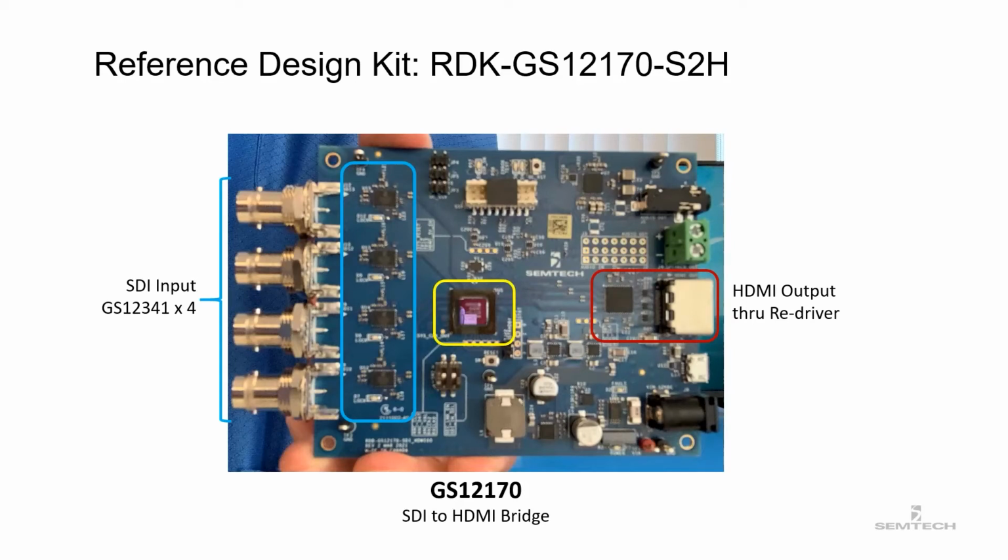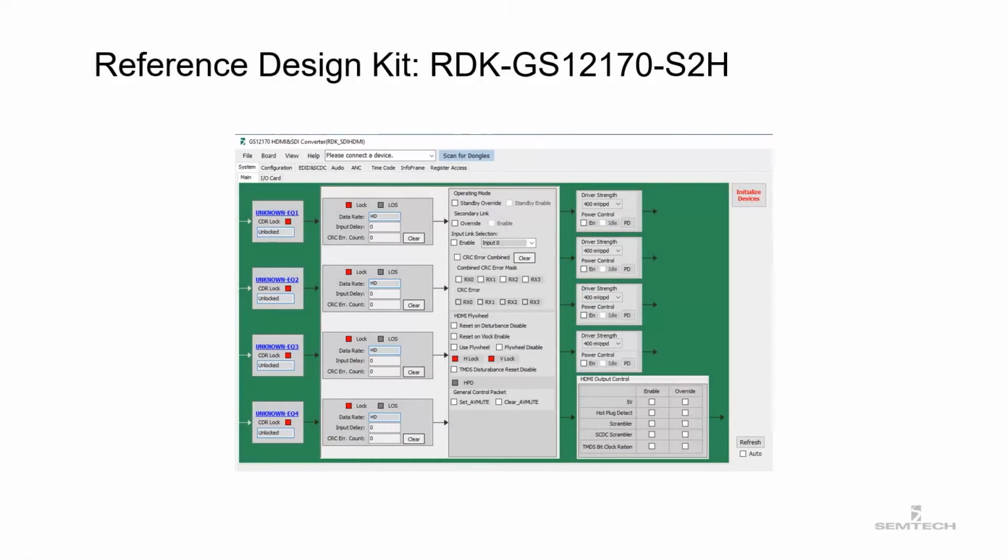The board requires a DC 12V power supply and uses micro USB for GUI control. To work with audio, mono and stereo connections are available on the board. Here is the GUI top page for SDI to HDMI mode. The GUI can access all control and status registers of the GS12170 and the GS12341s on the board.